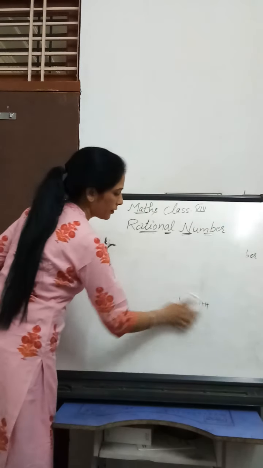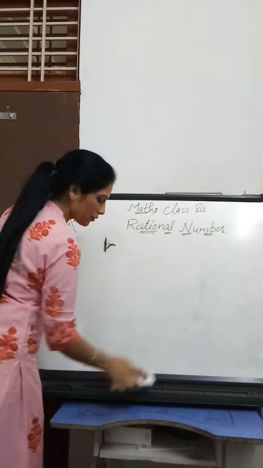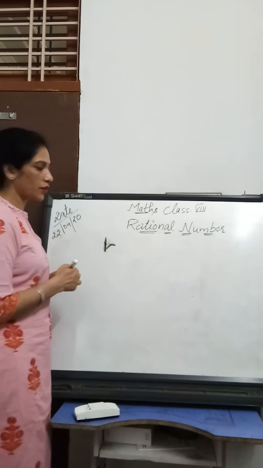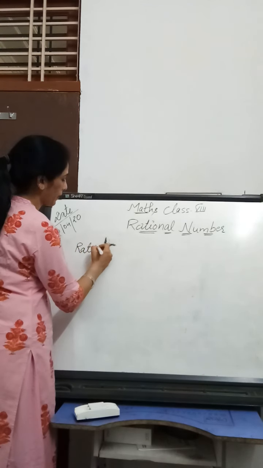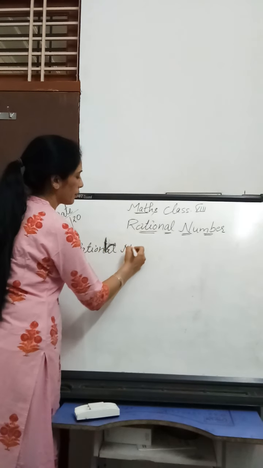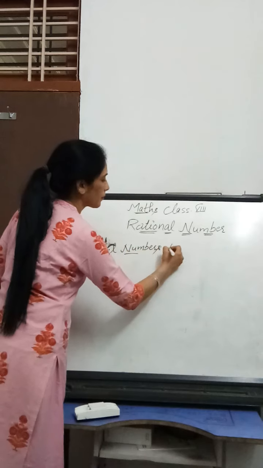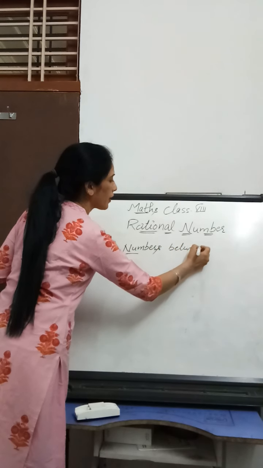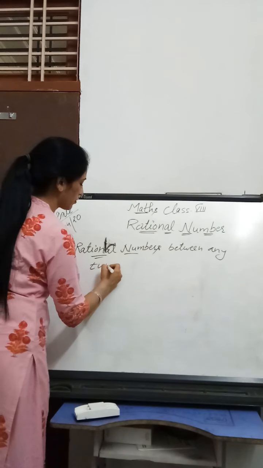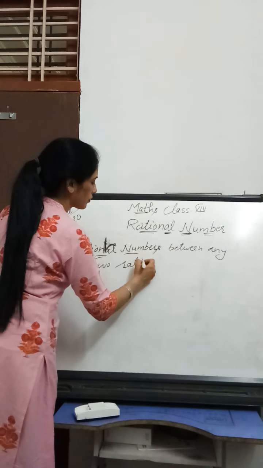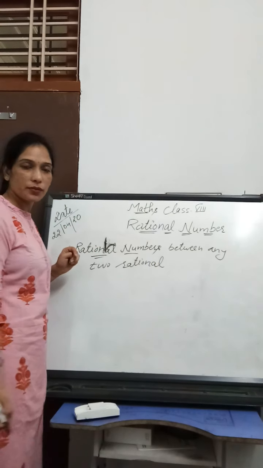Now next we have how many rational numbers are there between any two rational numbers. Infinite rational numbers we will find between any two rational numbers. Clear?